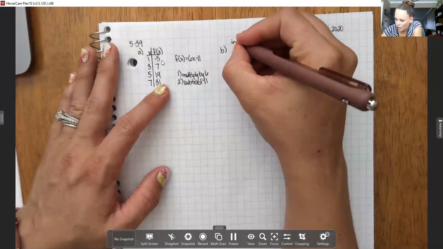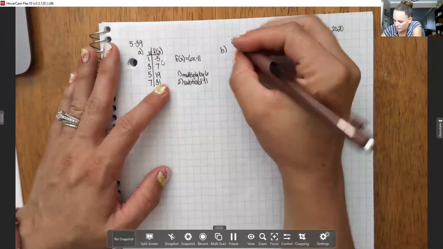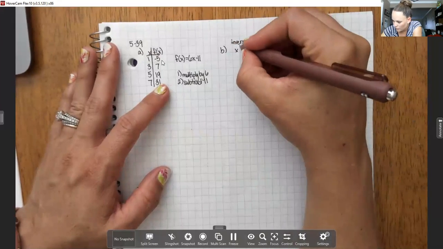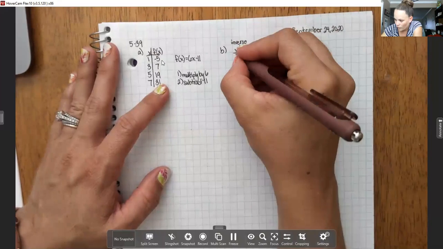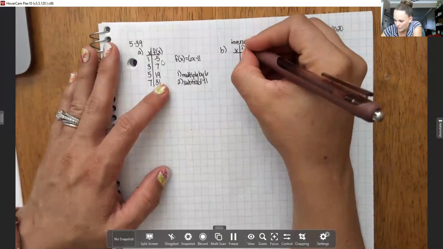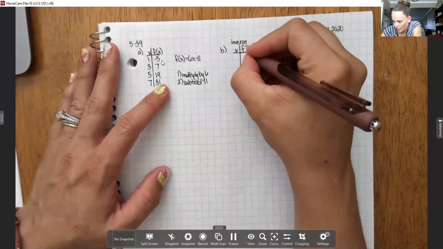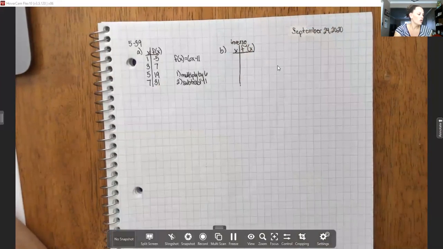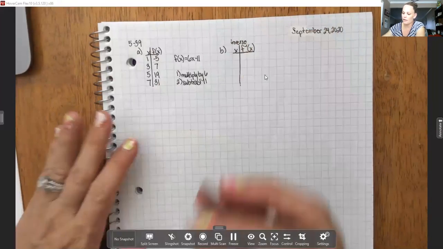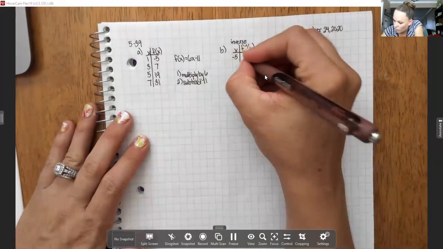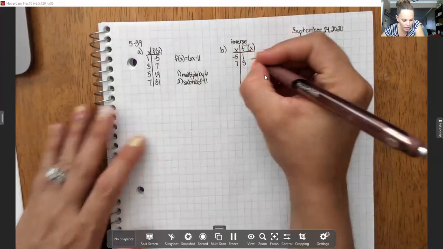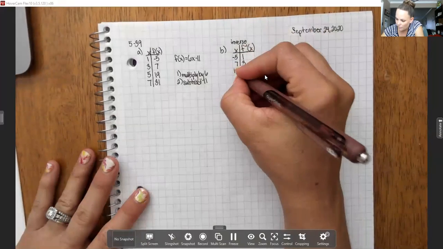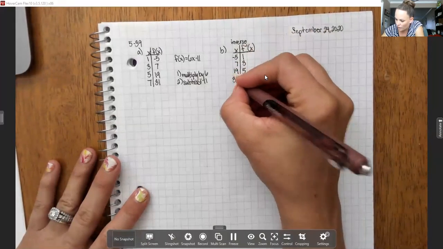So for B, our inverse, the first thing the book is asking us to do, if you're not reading it, is to make the table for the inverse. To remember, for a function and its inverse, the tables just switch the x and y. So this would be negative 5, 1, 7, 3, 19, 5, and 31, 7.